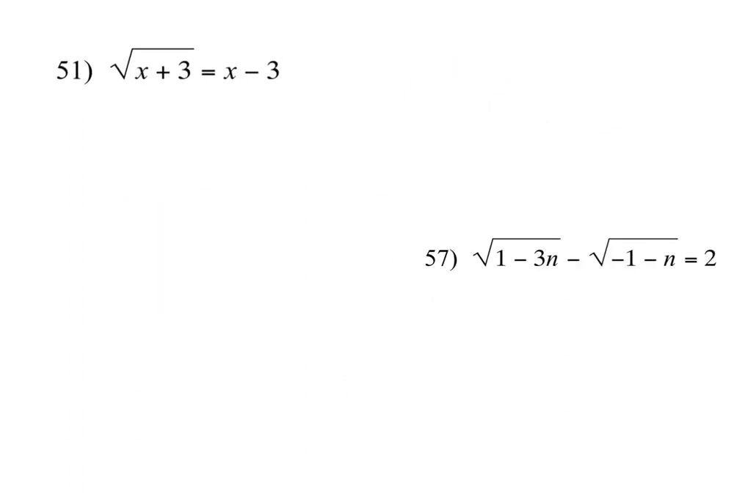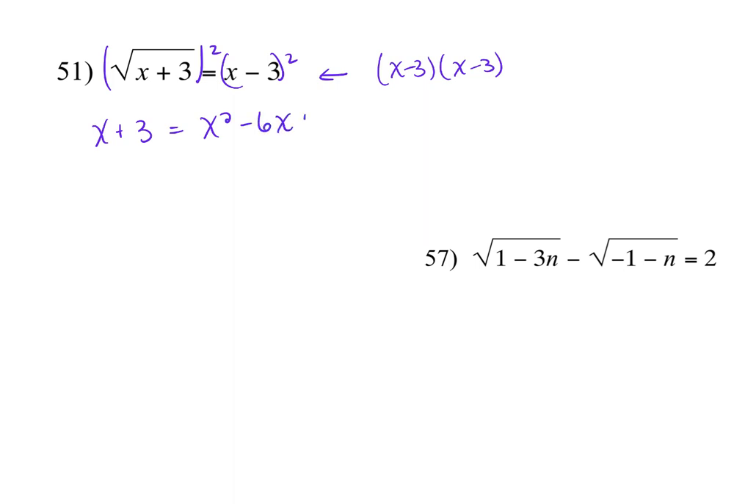You can go straight to your squaring. On the left-hand side, you get just the x plus 3. On the right-hand side, you have a binomial. That means you are foiling that. So you're going to get x squared minus 6x plus 9 here. You have to foil it.